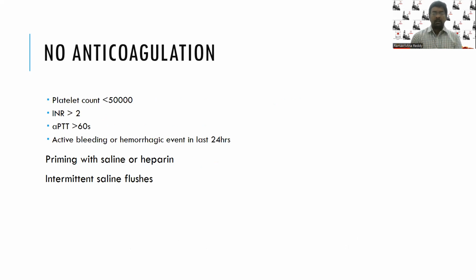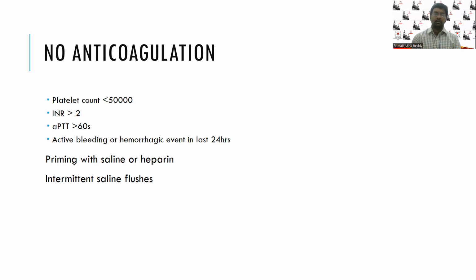Whatever the anticoagulant, there is a chance of bleeding risk. But what are the options available in case of a patient who is coagulopathic, like thrombocytopenia with platelets less than 50,000, INR more than 2 or aPTT more than 60 seconds, or who is actively bleeding or had a bleeding event in the last 24 hours? With use of anticoagulant, there is a chance that the patient may have significant systemic bleeding. So in this patient, you can try to run a circuit by avoiding anticoagulation.